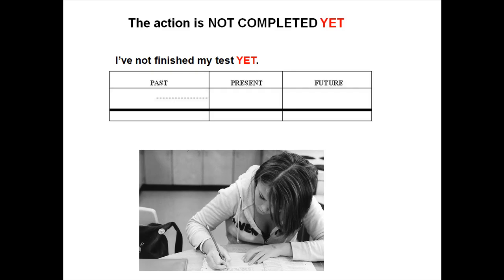The fifth example is when you want to describe a situation that is not finished yet. The present shares with the past the same situation of incompleteness. I've not finished my test yet means that the test was not finished in the past and is still incomplete now.